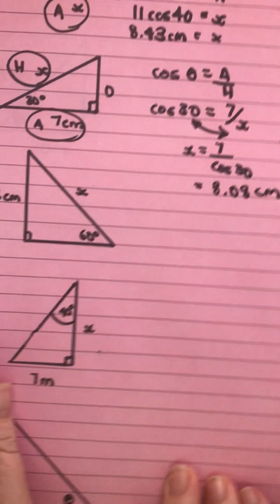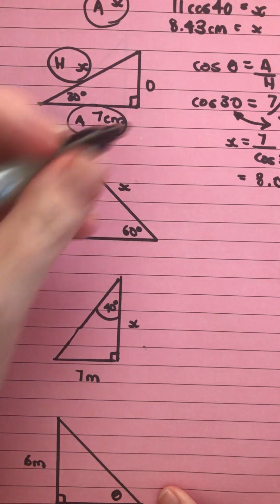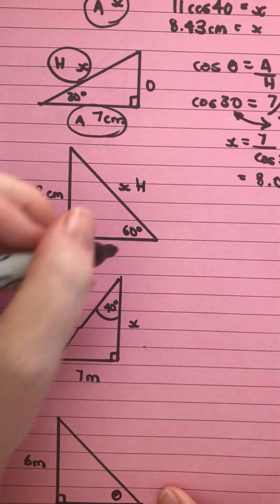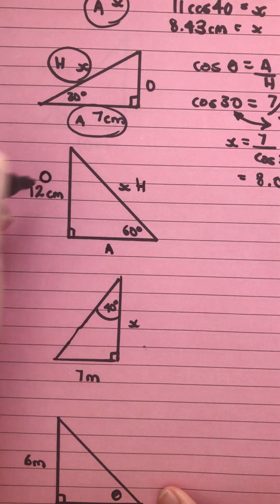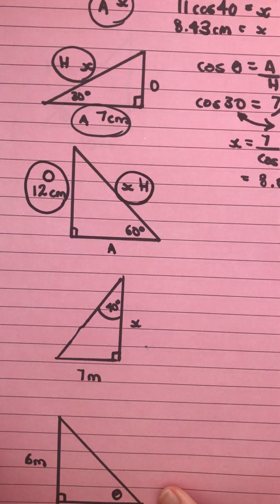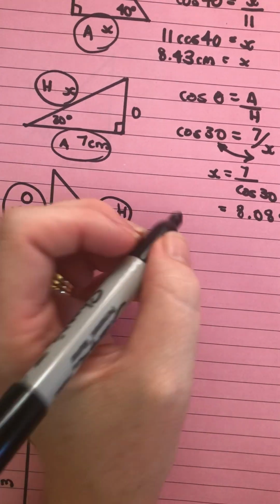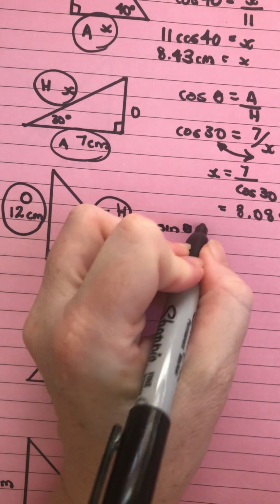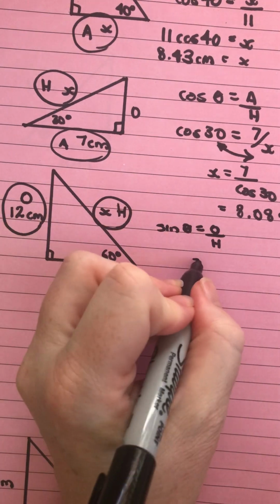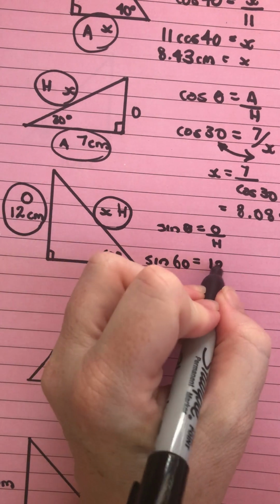Now our next one that we've got here, we've got our 60 degrees there, we've got our hypotenuse there, that means our adjacent is here and our opposite is over there. Circling. So this time I've got O and H, so it's going to be sine. So I will write sine theta equals opposite over hypotenuse. Sine of 60 is equal to 12 over x.